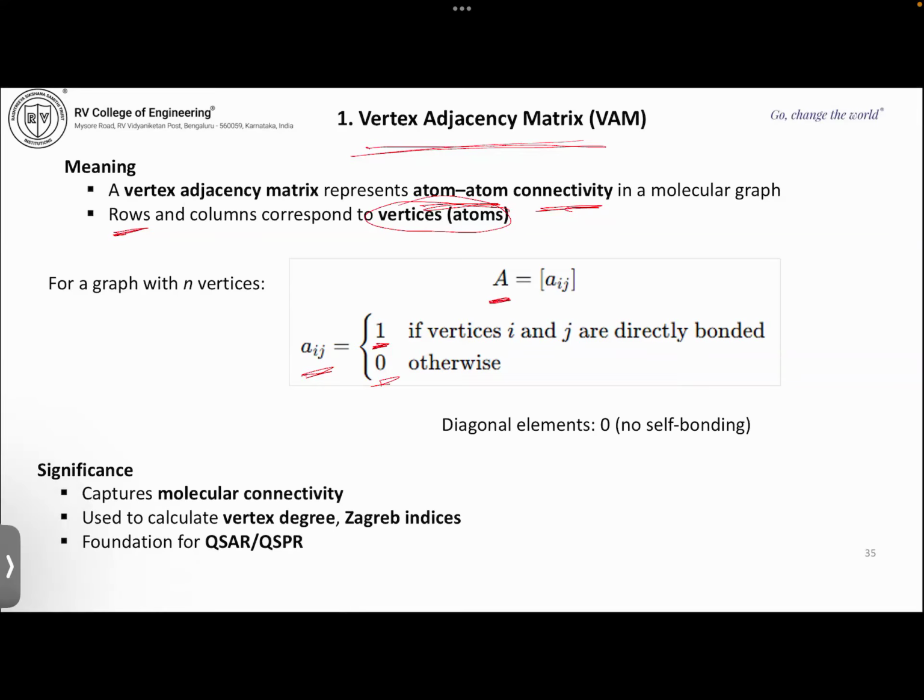What is the significance of the vertex adjacency matrix? It captures the molecular connectivity used to calculate the vertex degree and Zagreb indices, which I will be discussing in the next video, and it is also the foundation for QSAR and QSPR. This will be covered in the last part of this unit, the fourth video: quantitative structure activity relationship and quantitative structure property relationship. These are the tools used to study the molecules.